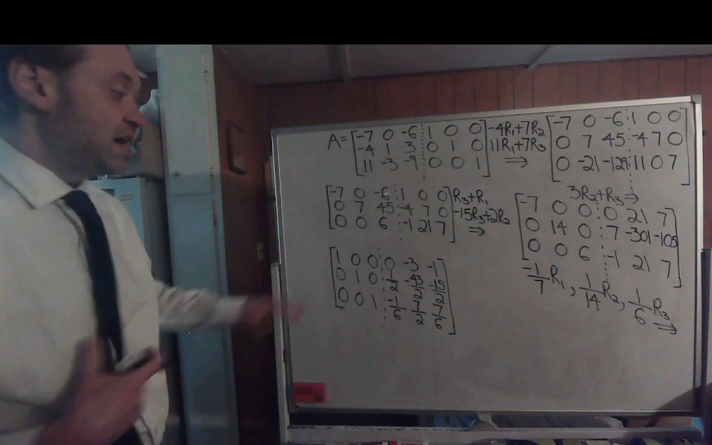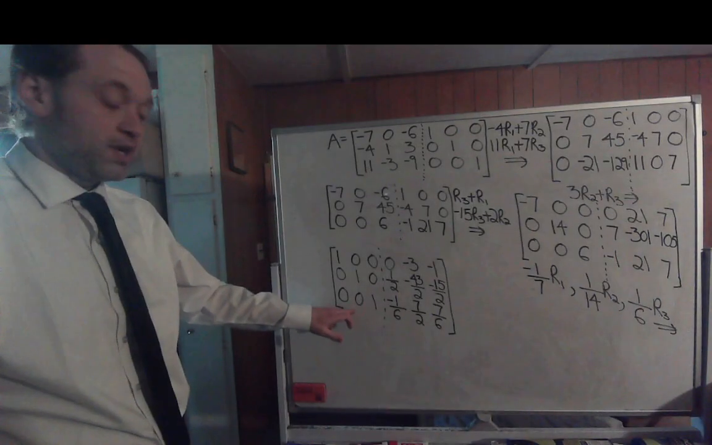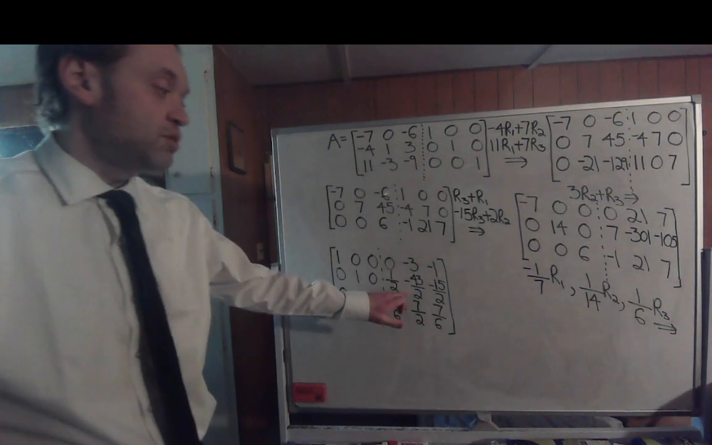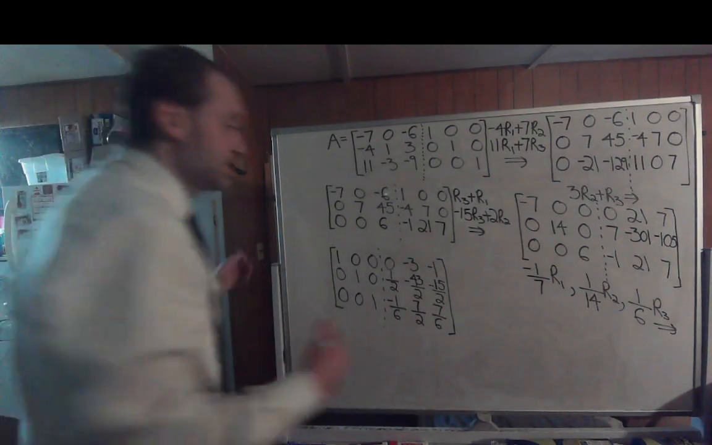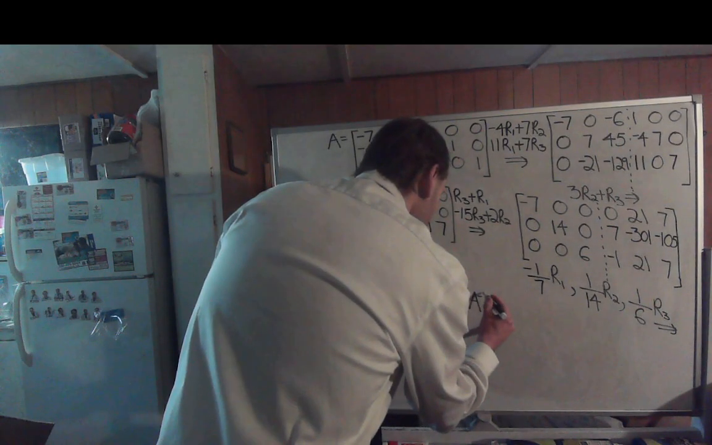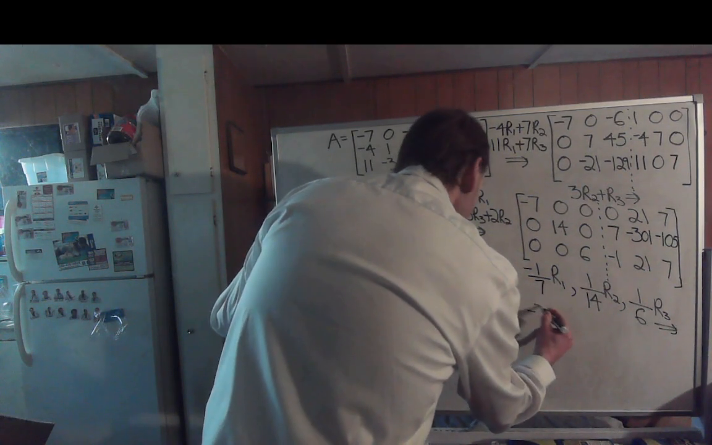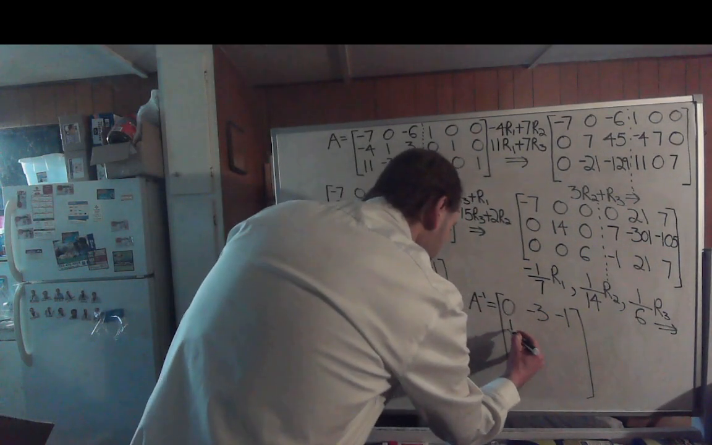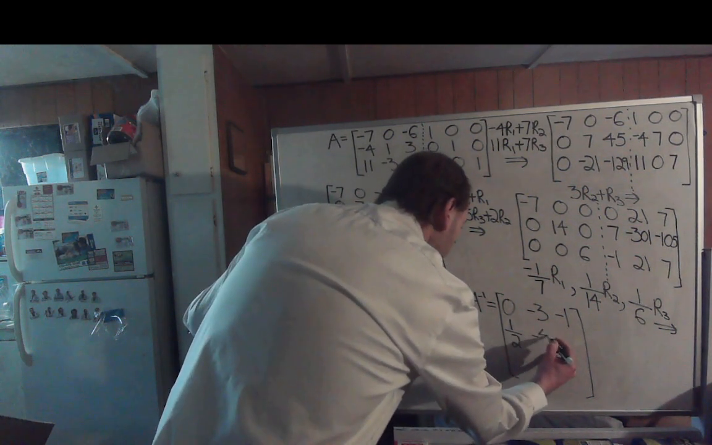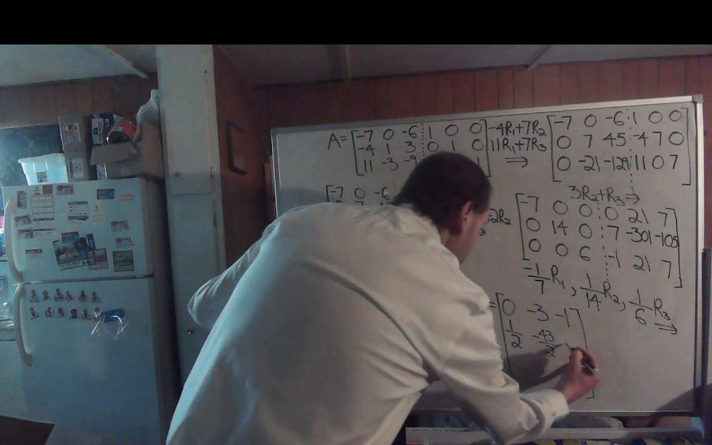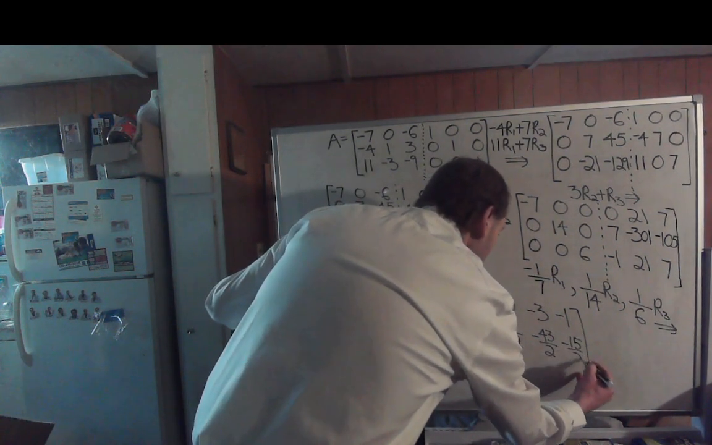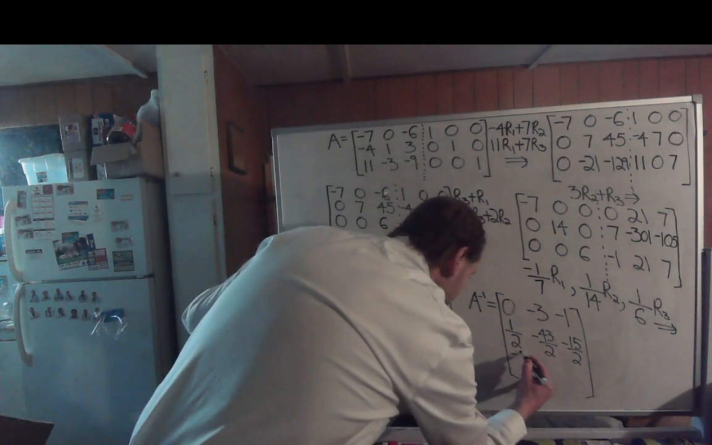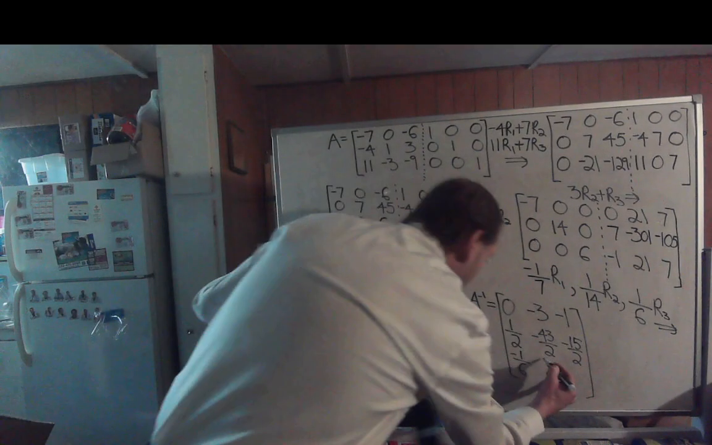So on the left side now you have the identity matrix in reduced row echelon form, so everything to the right of the double augmented line is your inverse matrix. So A inverse is equal to 0, negative 3, negative 1, 1/2, negative 43 halves, negative 15 halves, negative 1/6, 7 halves, and then we have 7/6.